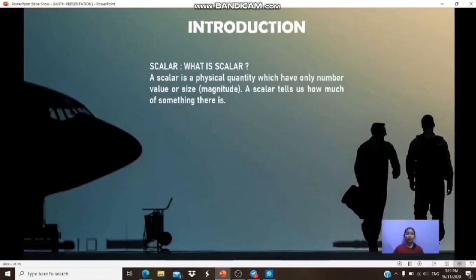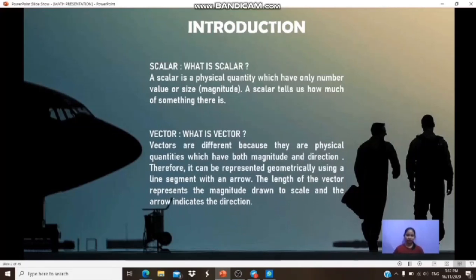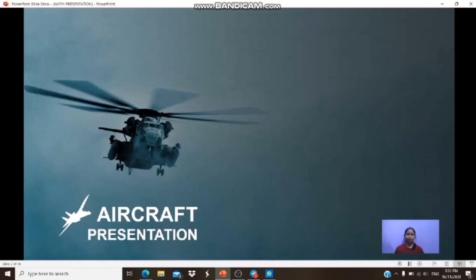Introduction. What is scalar? A scalar is a physical quantity which has only a number value or size, usually known as magnitude. A scalar tells us how much of something there is. Next, what is a vector? Vectors are different because they are physical quantities which have both magnitude and direction. Therefore, it can be represented geometrically using a line segment with an arrow. The length of the vector represents the magnitude drawn to scale, and the arrow indicates the direction.